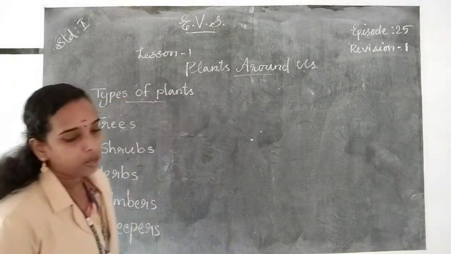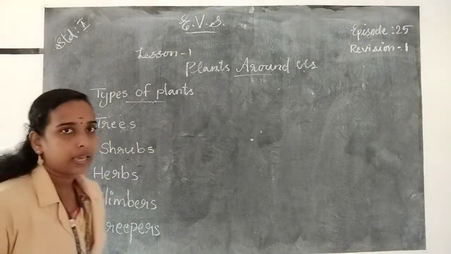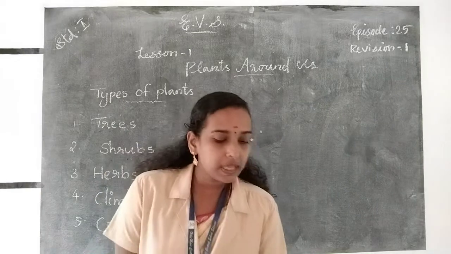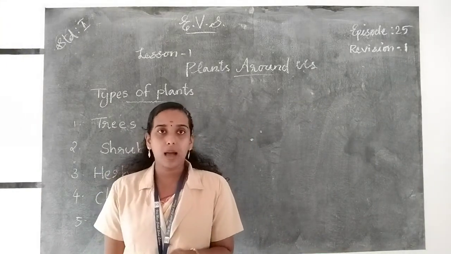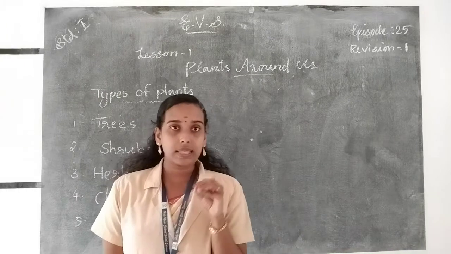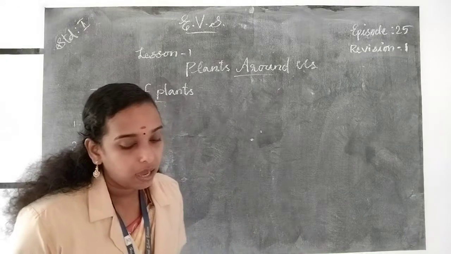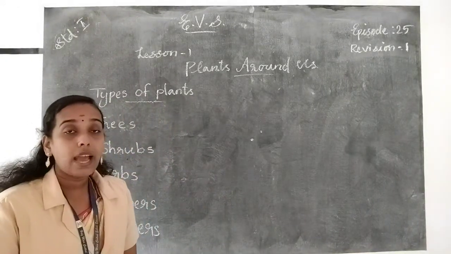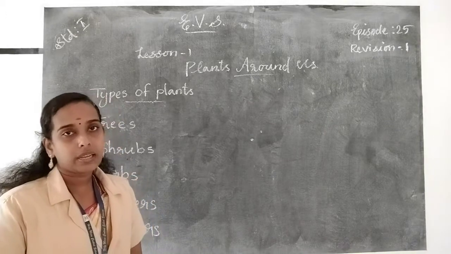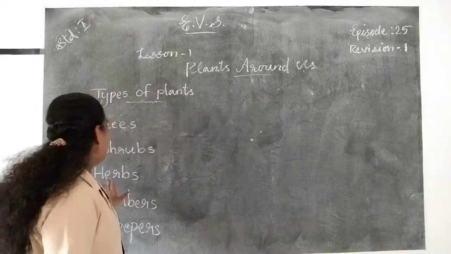Then herbs. What do you mean by herbs? H-E-R-B-S, herbs. Herbs are plants with soft and green stems. Rice, petunia, tulasi and mint are examples for herbs. Plants with soft and green stems are called herbs.